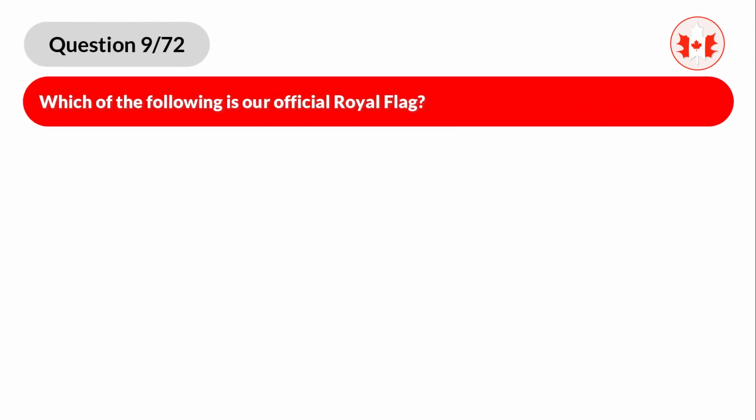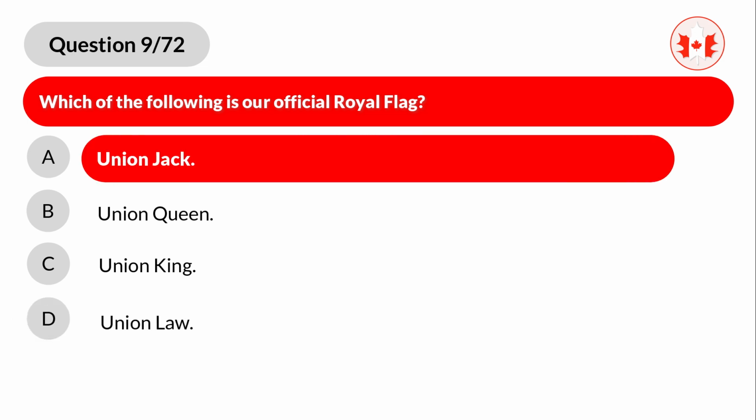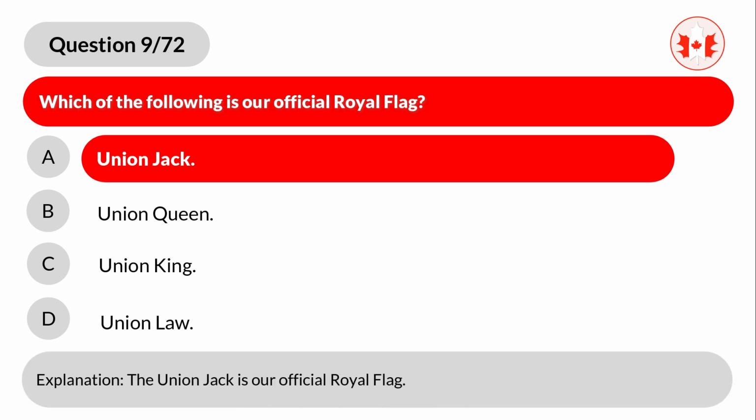Question 9. Which of the following is our official royal flag? A. Union Jack. B. Union Queen. C. Union King. D. Union Law. The correct answer is A. Union Jack. Explanation: the Union Jack is our official royal flag.